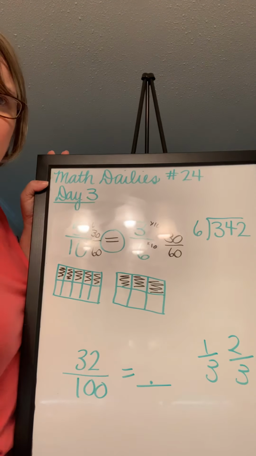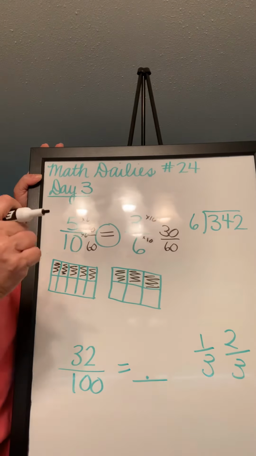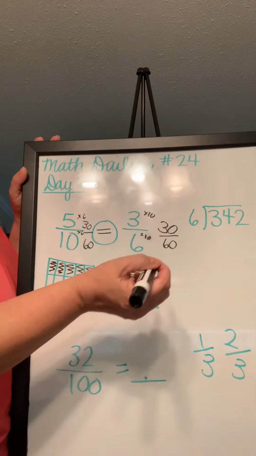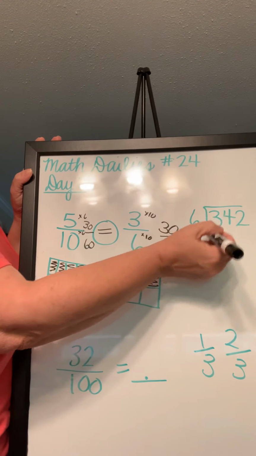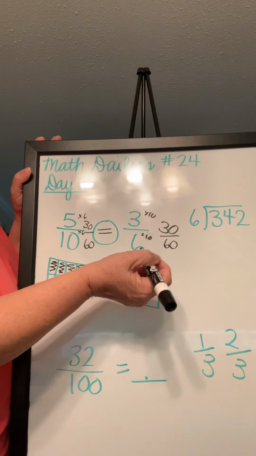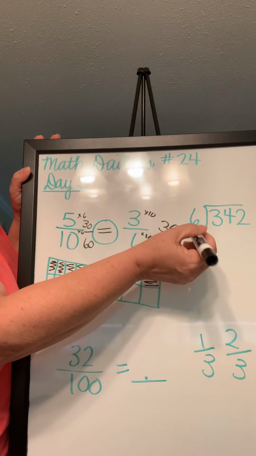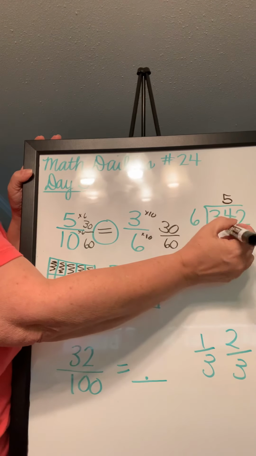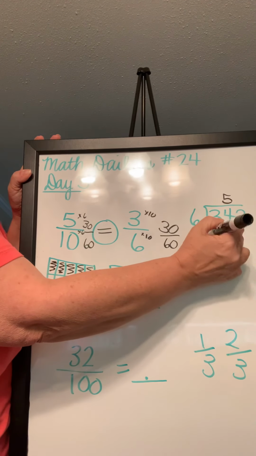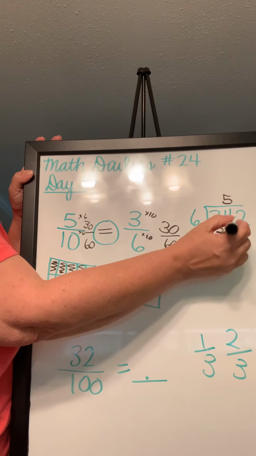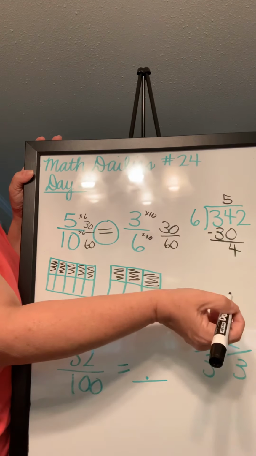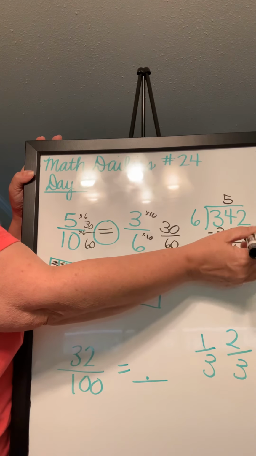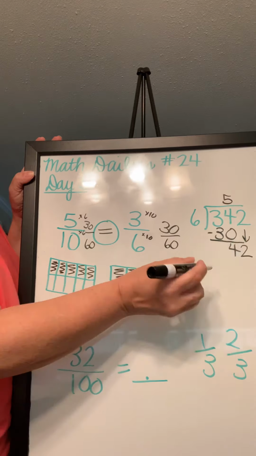Okay, then next we have our division problem. 342 divided by 6. So we know 6 won't fit into 3, but it will fit in 34. We can get close to that with a 5. 5 times 6 is 30. Subtract. 4 minus 0 is 4. 3 minus 3 is 0. So we have 4. 4 is smaller than 6. Then we bring down our 2.